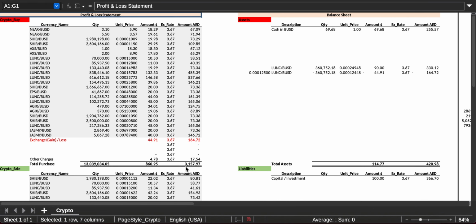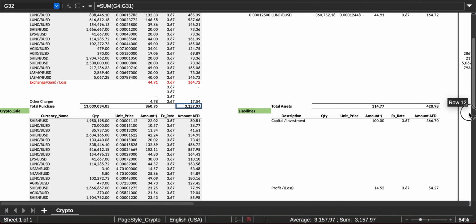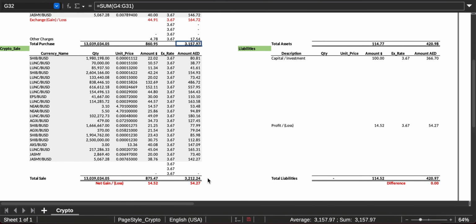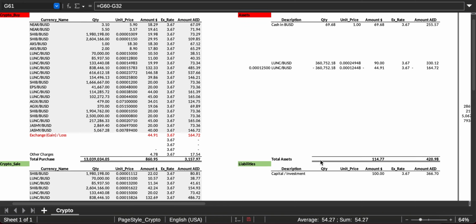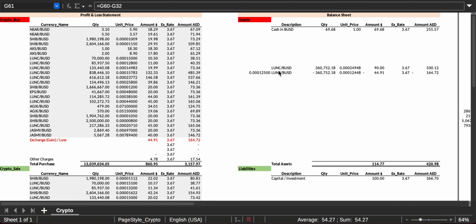Here you can see the total purchase value is 357.97, and the total sale is 3212.24, and the profit is 54.27 as of now. Now I am going to explain how we write our transaction when we buy a new cryptocurrency.